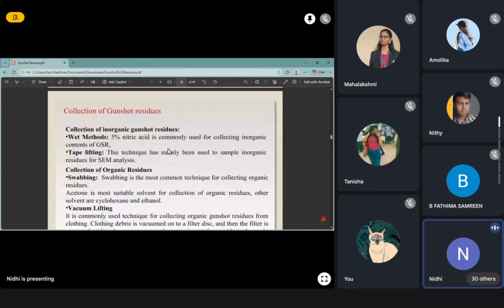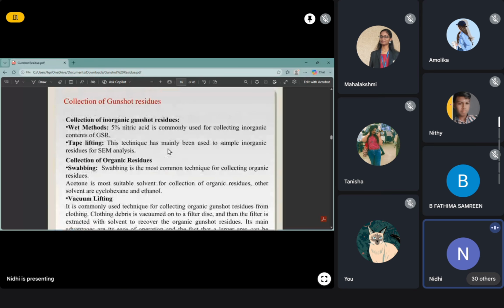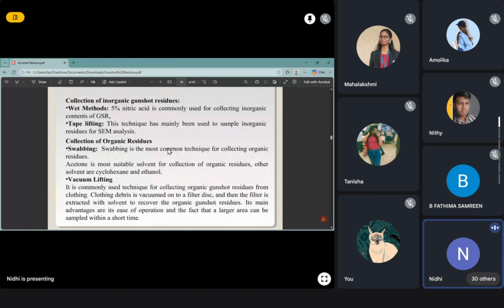Then coming to collection of gunshot residue. This is from B.R. Sharma. There are wet methods. 5% nitric acid is commonly used for collecting inorganic contents of GSR. Then you will be doing tape lifting. This technique has mainly been used to sample inorganic residues, and this is done for SEM analysis. If you are swabbing the GSR, you will be able to perform chemical tests, and if you are tape lifting the GSR, you will be able to perform SEM analysis.